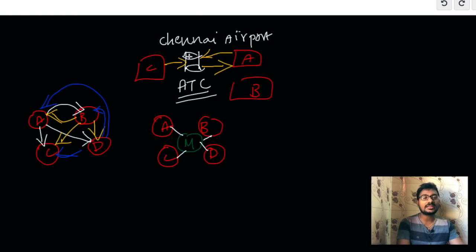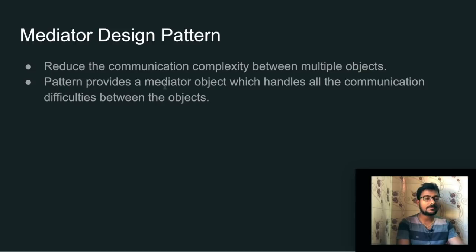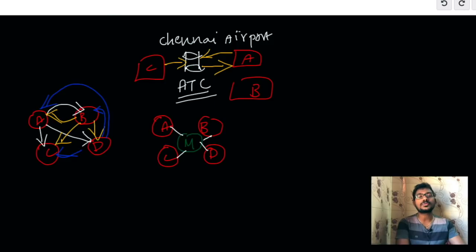So we can relate that point with this example. Once again, the pattern provides a mediator object which handles all the communication difficulties between the objects. Suppose flight A is trying to communicate with flight C and flight B. Since they are flying in the sky, they won't get a chance to communicate with each other because of some radio frequency problems.